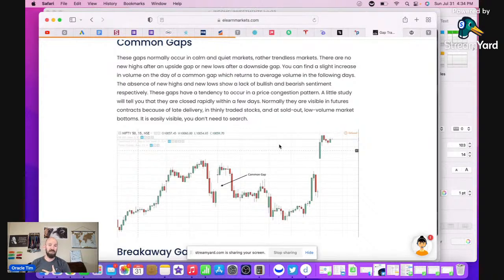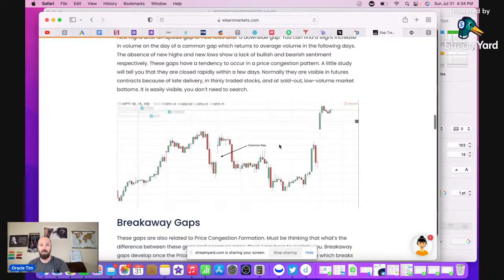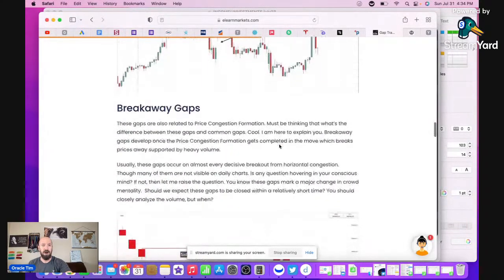And for me, just so you guys know, when I'm looking at gaps, it's on the daily chart. So I'm looking at the daily chart normally. Gaps can happen on all the different charts, but for the purposes of today, it is going to be more about the day chart. Then there's the breakaway gaps.